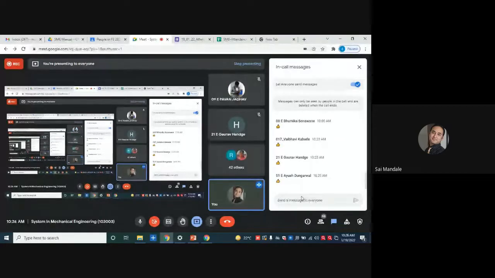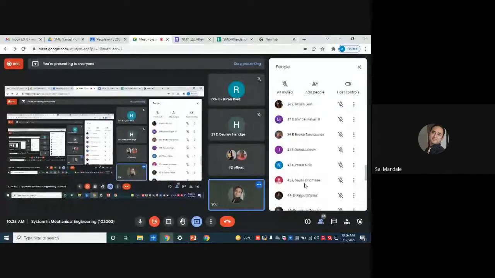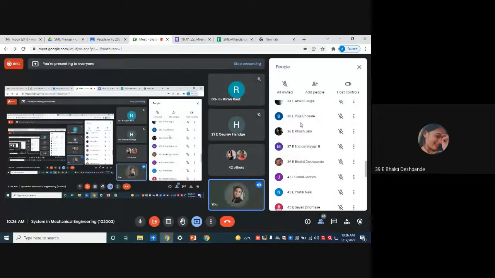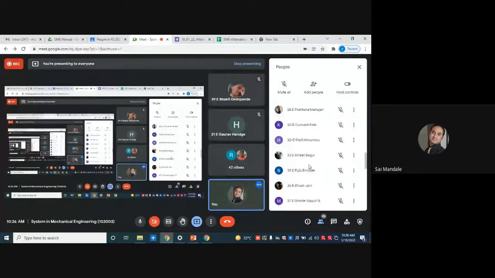Have you ever seen a compressor? Let me ask somebody. Deshpande, Bhakti Deshpande, Pooja Bhosle. Bhakti, where have you seen a compressor? What are compressors used for? Mostly compressors are used in refrigerators. Okay, good. Refrigerator, it's a technical application. Very good.